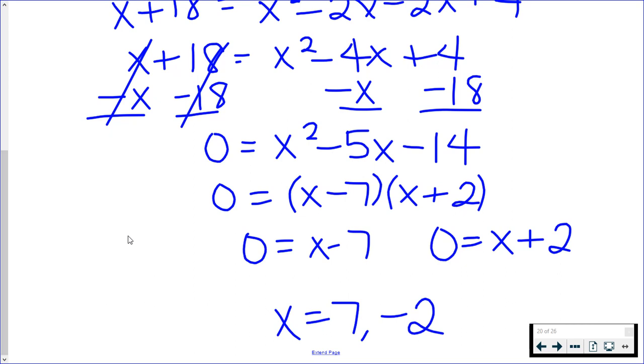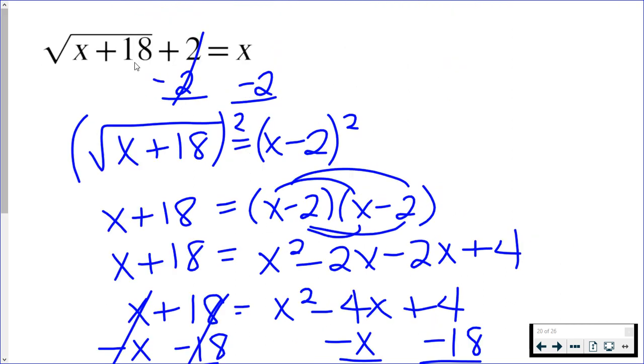Now, this is what I pointed out earlier in the video. I squared both sides, which is an even power. So it's very important that you check your work. It's always important to check your work, but especially here. So what you're doing is you're taking 7 and you're taking negative 2 and you're plugging them back into the original equation, not the one that was squared, the original, before I did anything to it. So I'm going to replace every single x with 7, and I'm going to replace every single x with negative 2, and I'm going to see if the left-hand side is actually equal to the right-hand side.